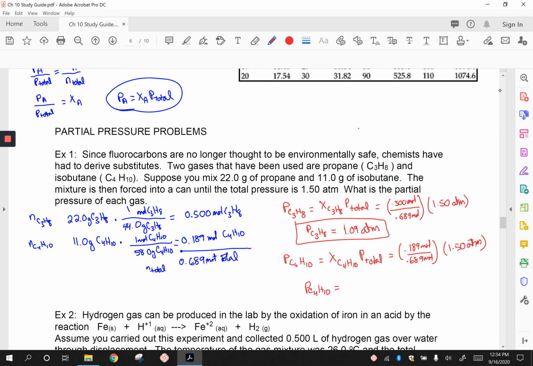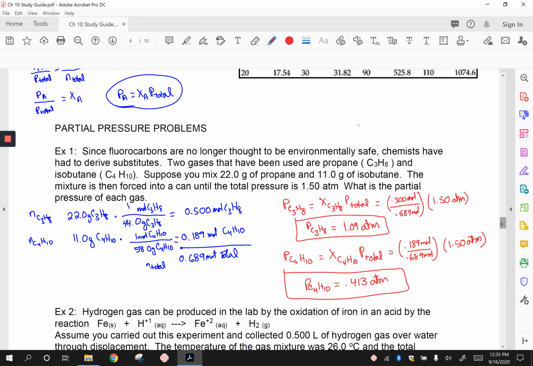And this gives me 0.413 atm. What would have been an easier way to find the partial pressure of this if we already knew that? Well, we know that the total is 1.50 atm. We know that the total is equal to the partial pressure of this plus this. So you could have just subtracted. You could have done 1.50 atm minus 1.09 atm and gotten that. So you can always take shortcuts, as long as you understand what you're doing.